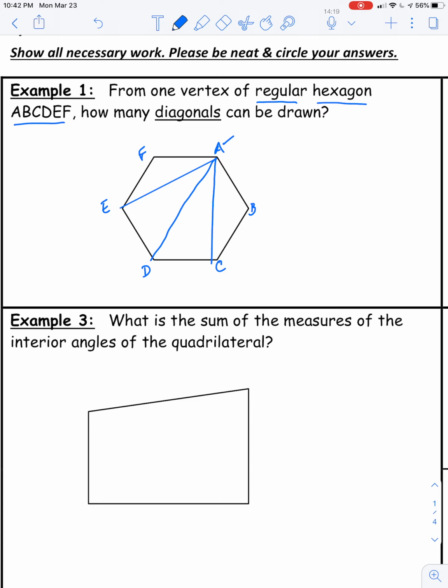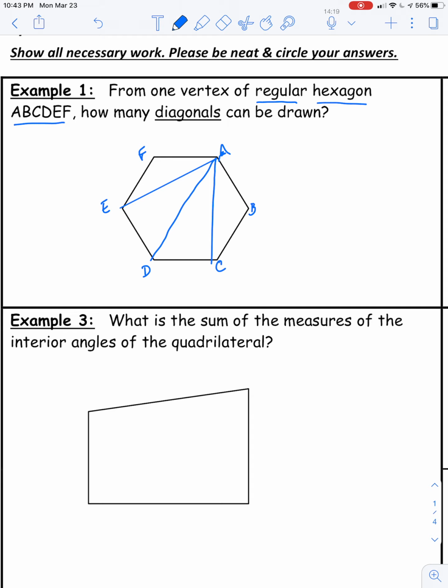I can't draw one from A to B because those are adjacent vertices, nor could I draw one from A to F because those are also adjacent. Okay, so I can make 3 different diagonals going from vertex A.